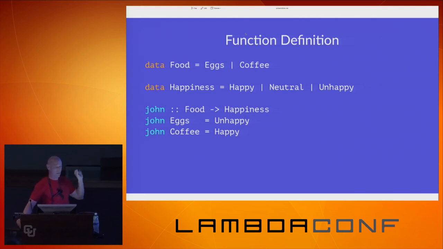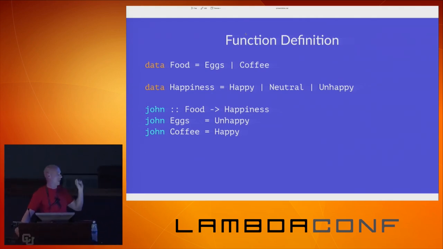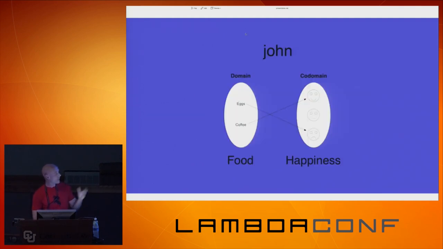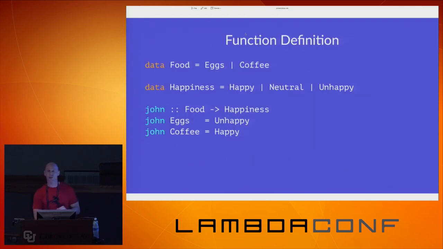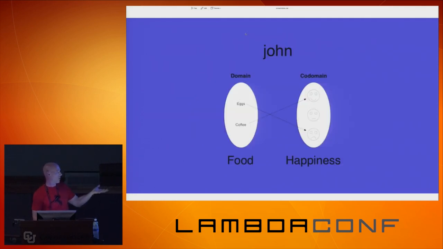And then I built a function, and I'm telling PureScript this function is a function from the domain food to the codomain happiness. So go back here and look at this. That simple function translates into PureScript like that. And every single function that you look at is going to be some variation on that same very simple, straightforward theme of what's my domain of the function, and what's my codomain, and how am I going to relate the elements in the domain to the elements in the codomain.